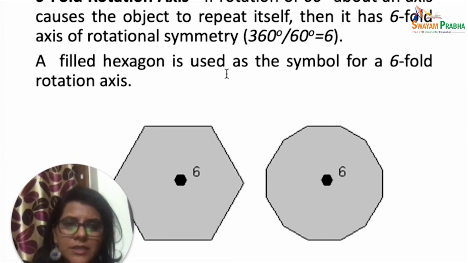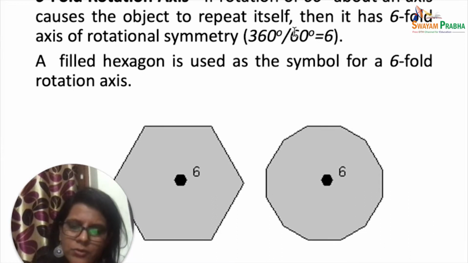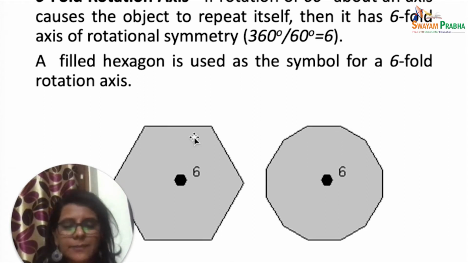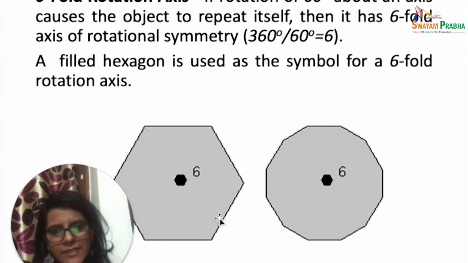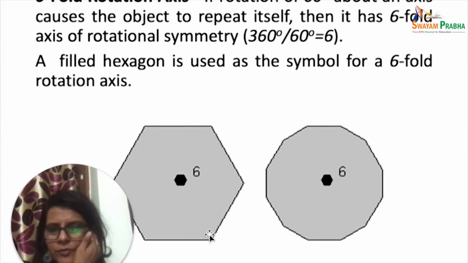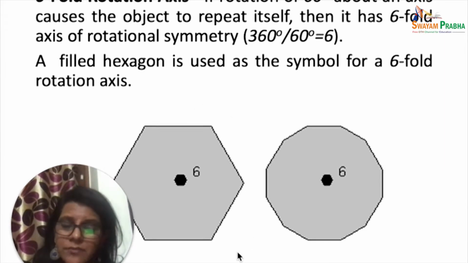So what is the rotation axis? Sixfold rotation axis. I have already said that it is 360 degrees by n. So 360 by 60, you get a sixfold rotation axis. So just see, this is a regular hexagon. Just imagine this is a hexagon and you give it a 60-degree rotation. So this will move here, this will move here, this will move here. And when you look at it, this is an identical structure. So you wouldn't know. It is identical for every 60-degree rotation.